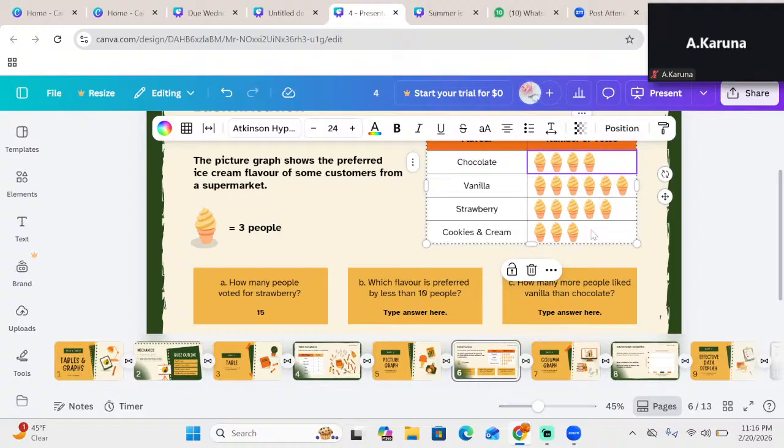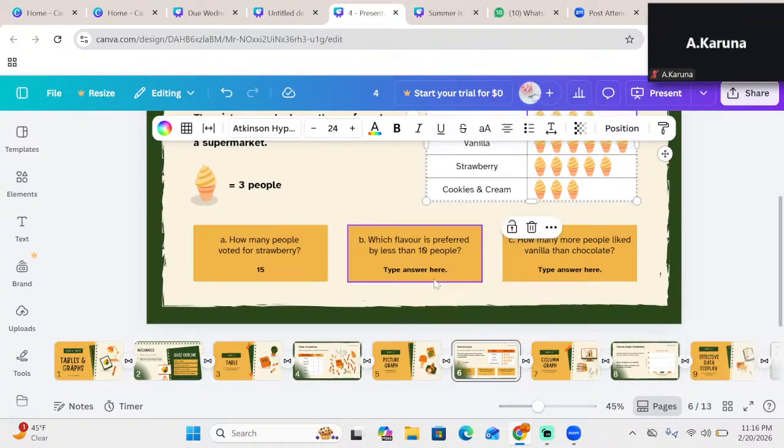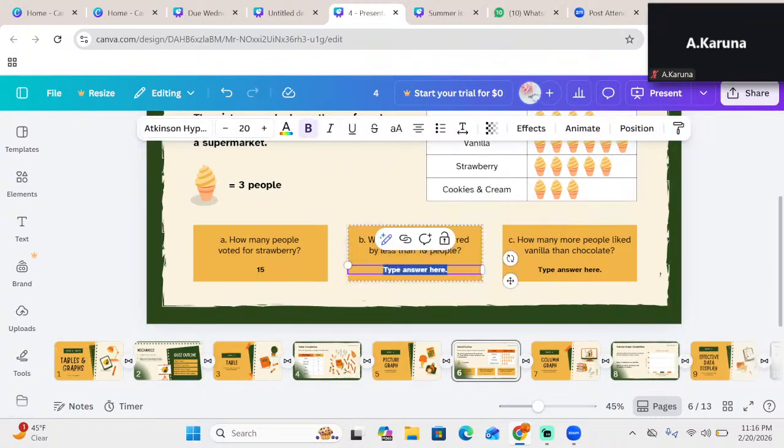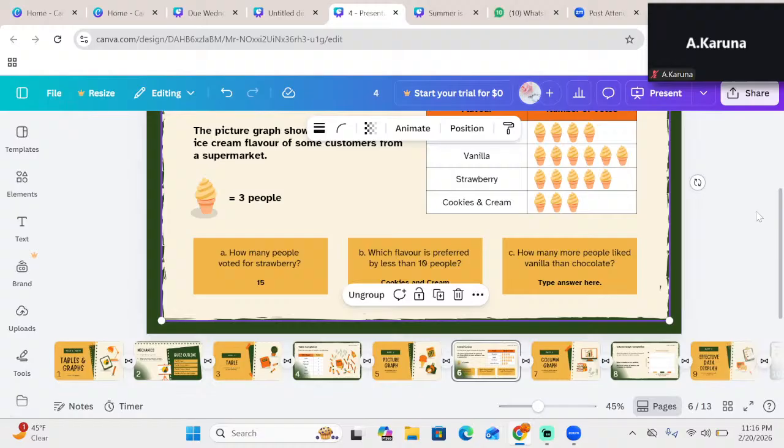But now let's count it. Cookies and cream, there's 3 ice creams. And each ice cream, again, is 3 people. So 3 times 3 is 9. Is 9 less than 10? Yes, it is. So our right answer is cookies and cream. Now, how many more people liked vanilla than chocolate?